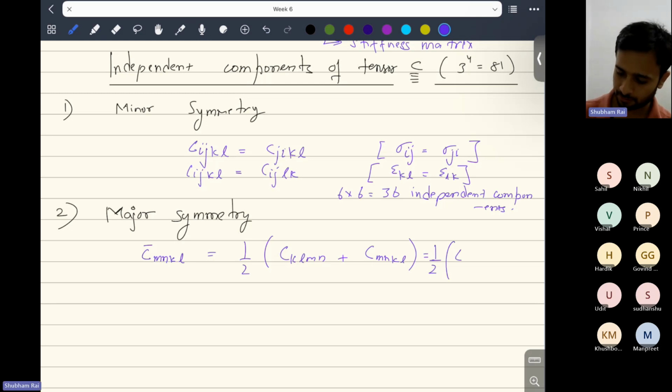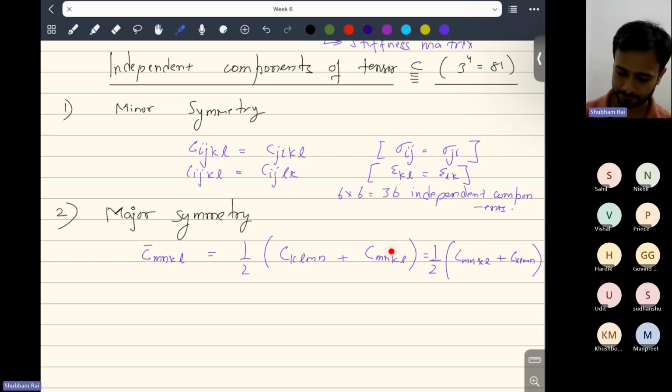So the first term can be written with MN brought to the front and KL shifted to the end. Similarly, in the second term you can do the same thing: KL can be brought to the front and we can shift MN to the end. Okay, so now this is equal, because this KLMN is the first term and this MNKL is the second term.